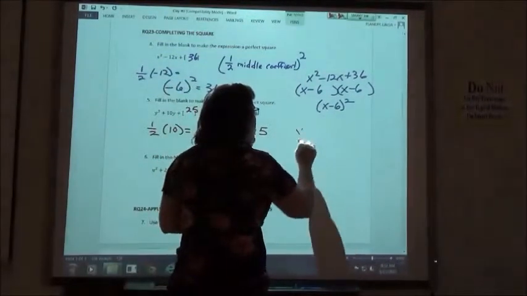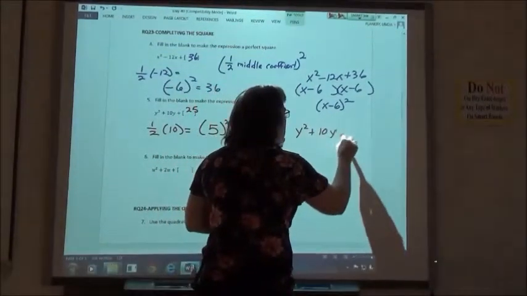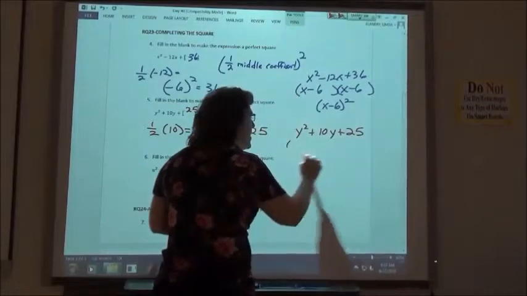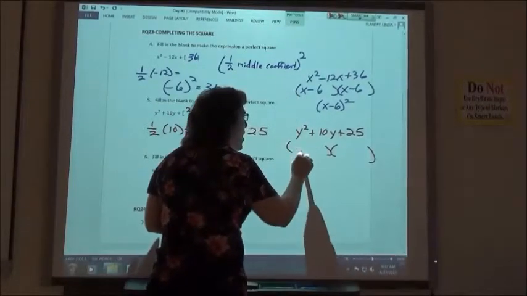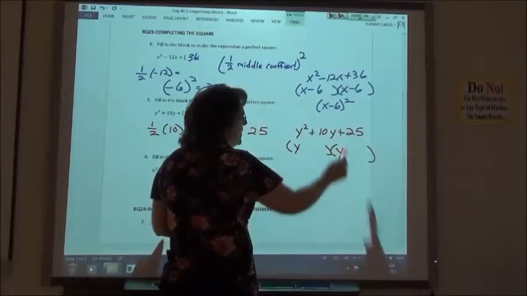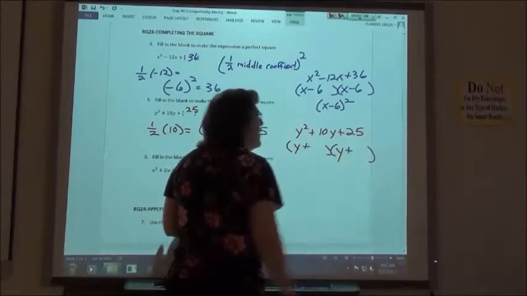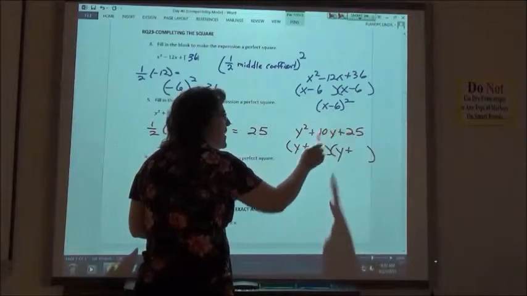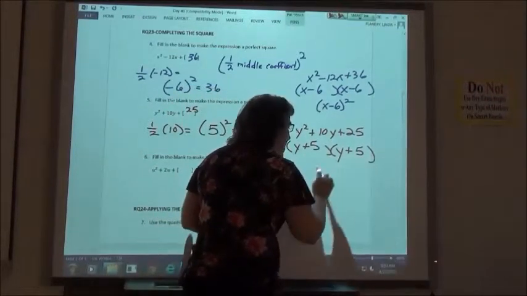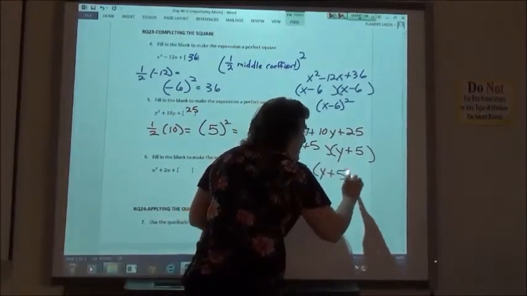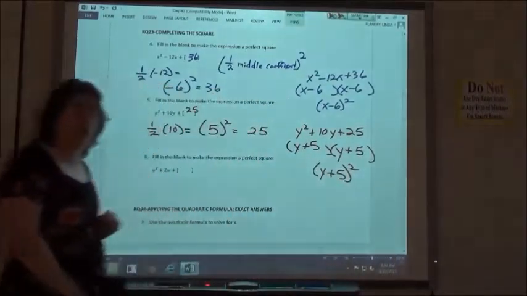If I have y squared plus 10y plus 25 and I factor it out, I'd have y and y. Since the end is positive, they're both the same as the middle, which is also positive. And factors of 25 that add up to 10, 5 and 5. Sure enough, it factors out into a perfect square.